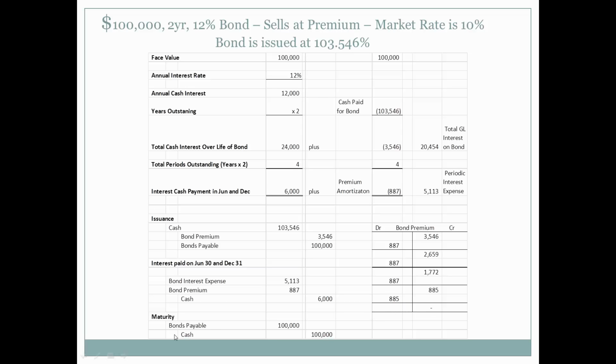to 0. And then at maturity, the bonds payable when we pay it off, again, it's always based upon the contractual face value of the bond, and then we'll be paying cash out $100,000. So pause and print this page, and we'll use the same thing when we look at a bond discount.